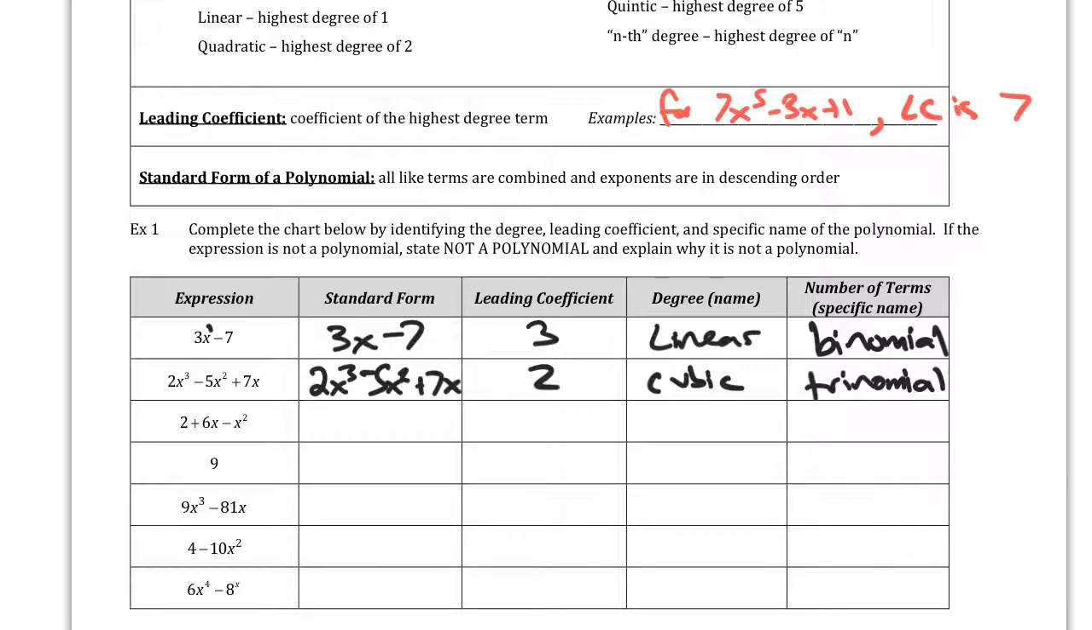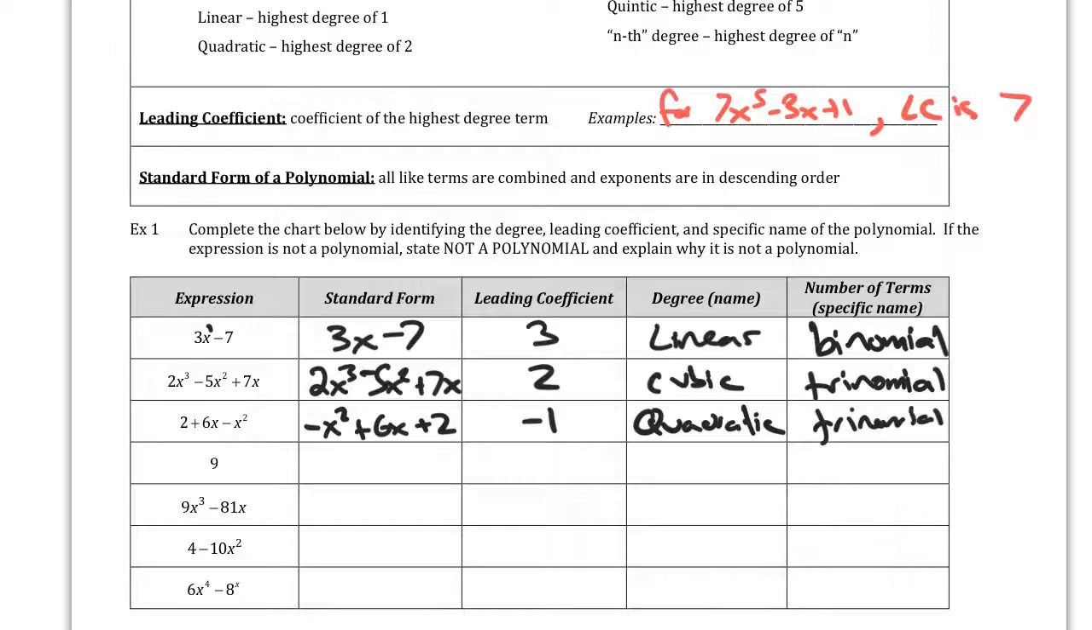Let's see here. For the third one, in standard form, my biggest exponent is 2, and then 1, and then the constant term. So we'd say negative x squared. The negative is in front. That comes with the x squared. Plus 6x plus 2. That's standard form. Leading coefficient would be negative 1, because that's in front of the x squared. And then degree name, when the biggest exponent is 2, the degree is quadratic. And then finally, 3 terms again is a trinomial. Okay.